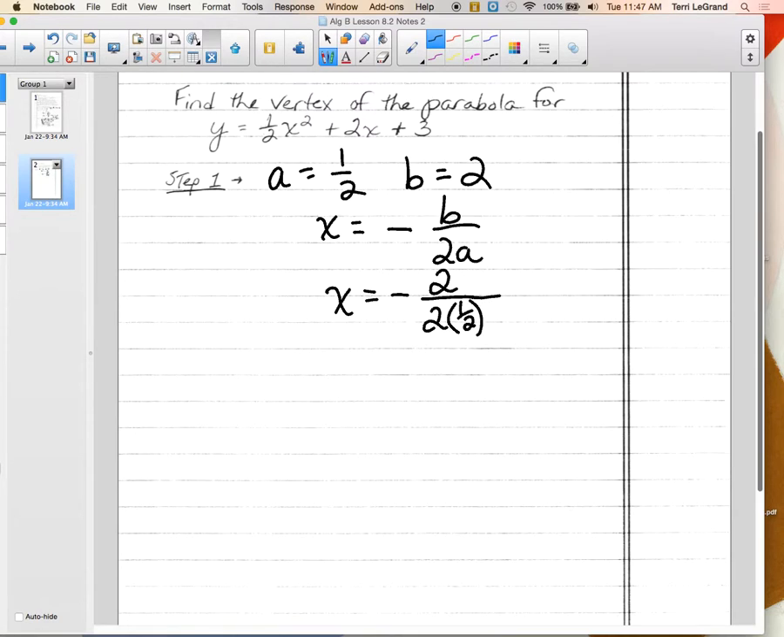So it looks kind of scary for a little bit because there was a fraction in it. But I'm not feeling too bad anymore because there's my negative sign that's out front. There's my 2 upstairs. What's 2 times 1/2? 1. Or in other words, what's 1/2 of 2? It's 1.